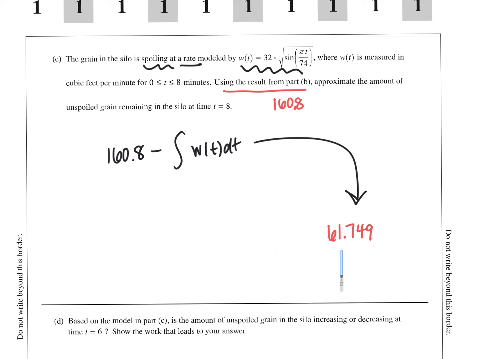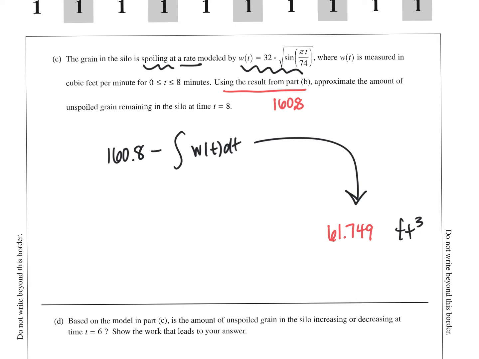Do you need the units? Yeah, good call. Did they ask for them? They did not. Good question. But if they're asking about how much grain is unspoiled, again, we still have those cubic feet, but we do not need it unless they ask for it. Great questions, Brode. That's 2 points. So now we're at 7 out of 9 points. Feeling good.